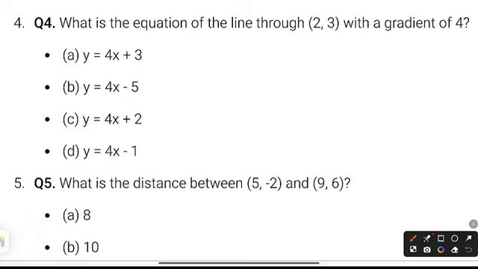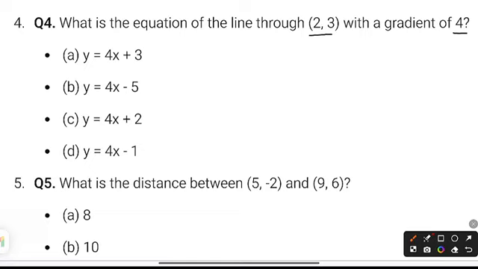So we continue. This is question number 4. What is the equation of the line through (2, 3) with a gradient of 4? So we want to know the equation of the line through this point with this gradient. So what are we going to do?